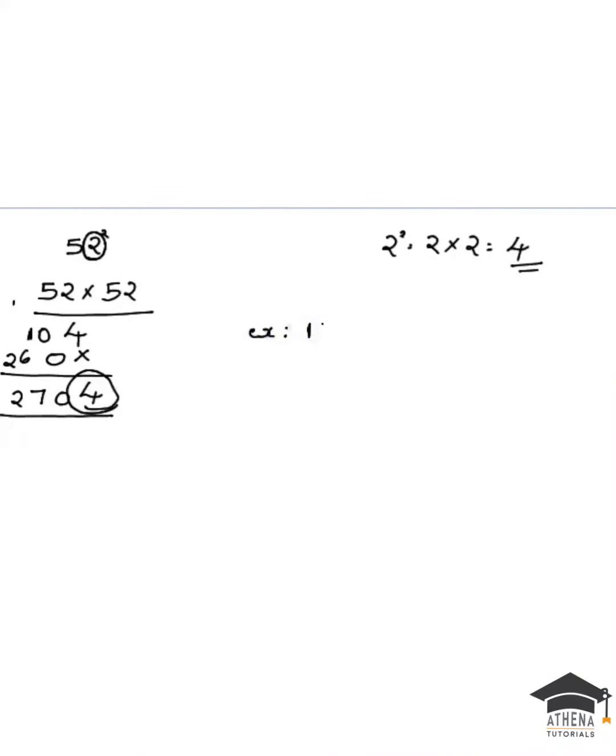If they ask you to find the square of 1, 2, 3, 4, 5, 6. Okay, if they ask you to find the unit digit of the square of this number, just consider the unit digit and find the square of that. 6 square is 6 into 6, which will be 36. So, the unit digit of this square number will be 6.